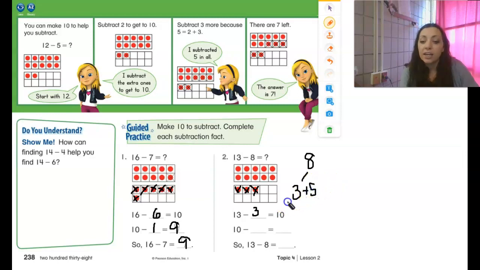So I've already taken off my 3. I need to take away 5 more. So 1, 2, 3, 4, 5. And we can check that real quick. We can say, okay, here's 5, 6, 7, 8. I took away the right number. So now from 10, I took away 5. Well, I know what 10 take away 5 is. 10 take away 5 is 5. I can look and see that very quickly. So 13 take away 8 must be 5.